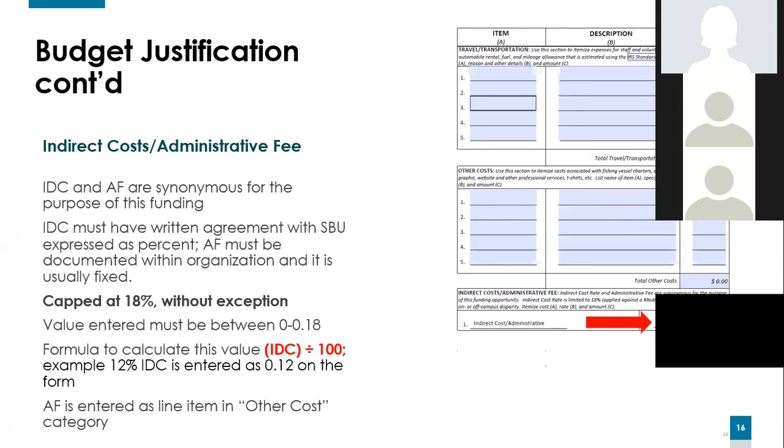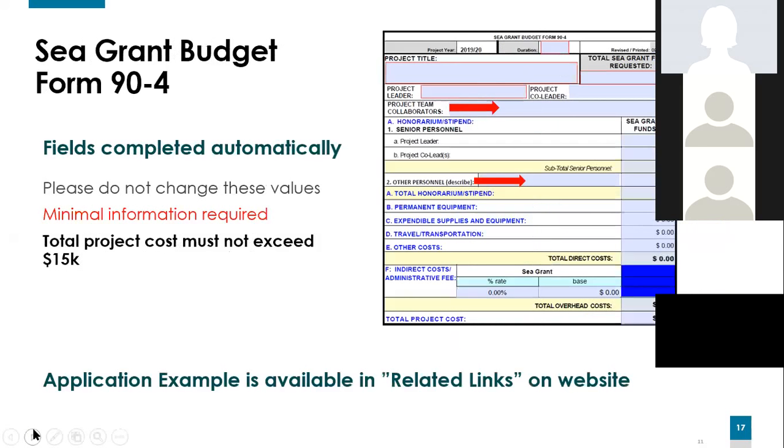Now, for the administrative fee, we ask that you itemize this in the category for other costs. Again, if anyone has any questions, they're always free to reach out to us, and we can try to deal with you one-on-one on a case-by-case basis.